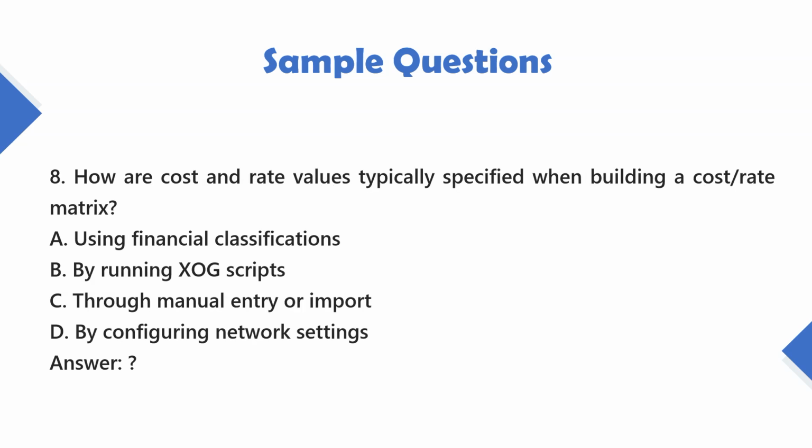8. How are cost and rate values typically specified when building a cost rate matrix? A. Using financial classifications. B. By running XOG scripts. C. Through manual entry or import. D. By configuring network settings.